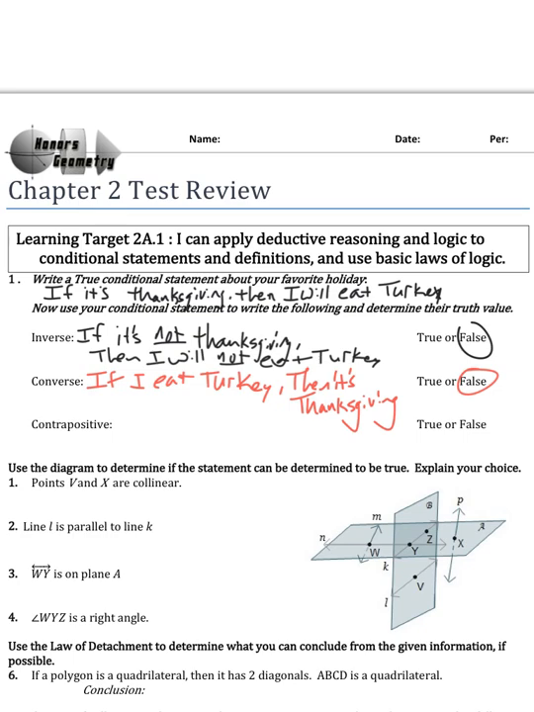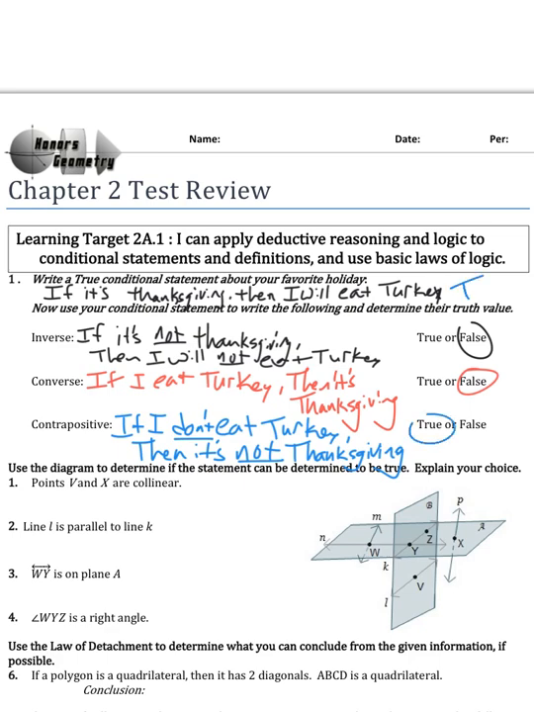So then we have the last one, the contrapositive. Contrapositive is going to be kind of a combination of the inverse and the converse. We're going to flip these around and we're going to make them opposites, negate them. So if I don't eat turkey, that's the opposite of this conclusion, then it's not Thanksgiving. And so that one is true. So the contrapositive always has the same truth value as the original statement.